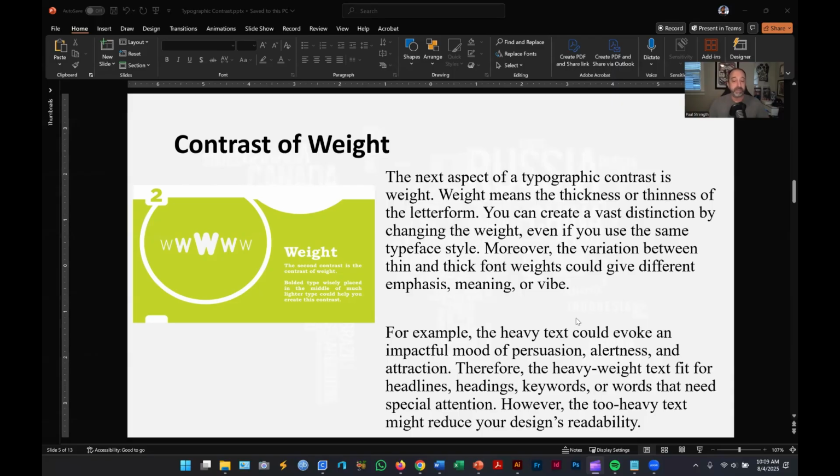For example, the heavy text could invoke an impactful mood of persuasion, alertness, and attraction. Attraction meaning, look, over here, contrast of weight, that's a title. Therefore, the heavyweight text fits headlines, headings, keywords, or words that need specific or special attention. However, text that is too heavy might reduce your design's readability. And this is true. If it gets too heavy or too thick, you might not know if it's an E or a C or an O, okay?